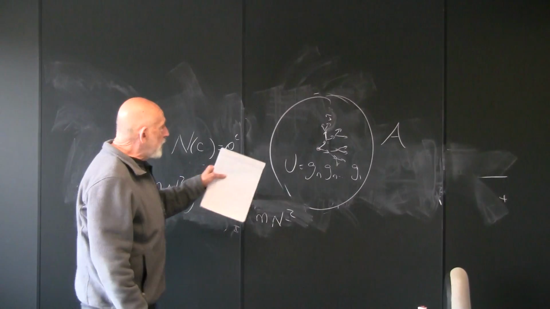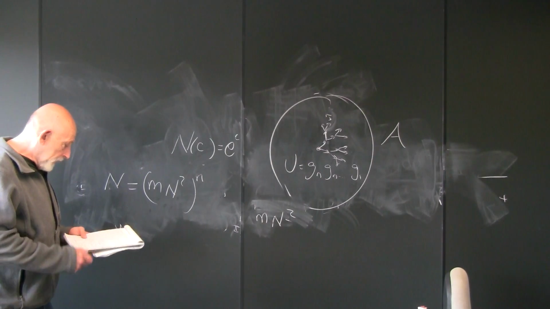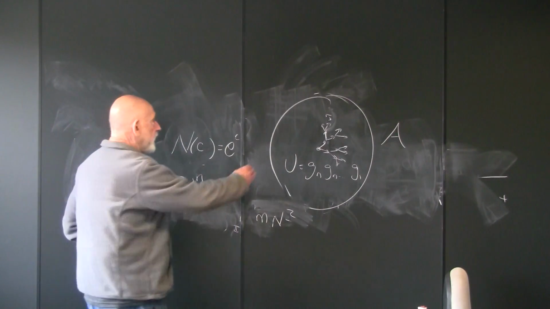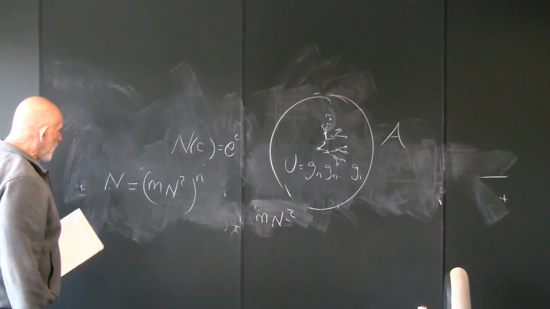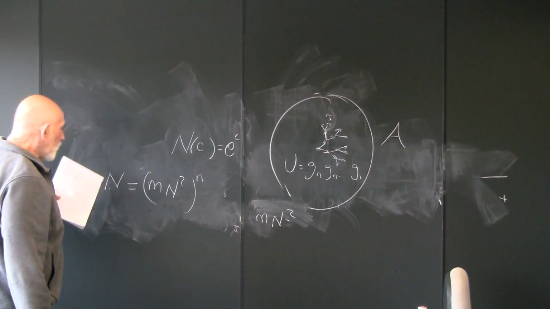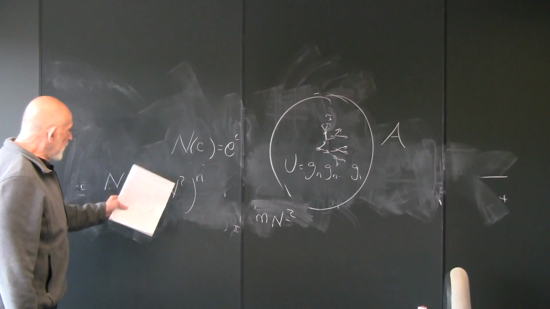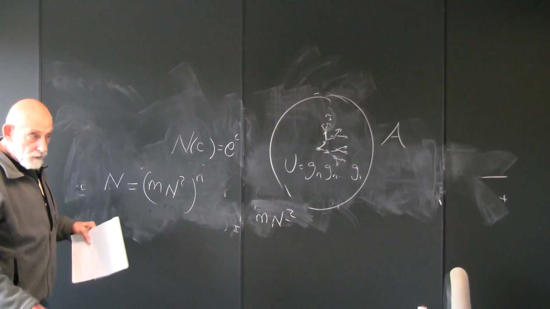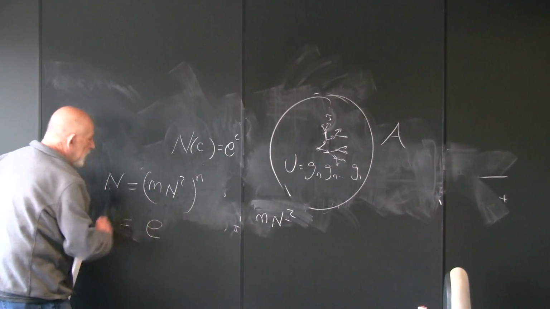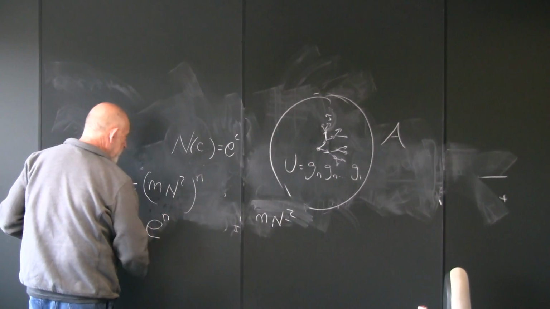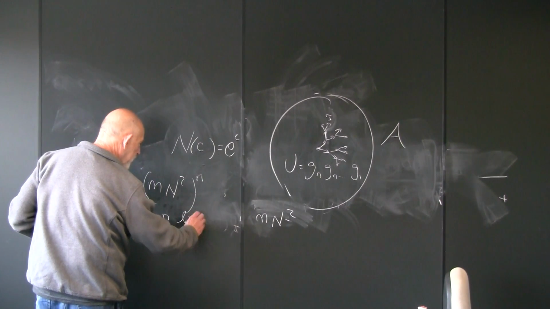And so each path describes a different operator at the end. With this assumption, you can argue that the number of operators of path length n is m n squared to the power n. Is that clear? Just the number of paths and the number of operators, the same thing, which we can also write as e to the n log n squared.